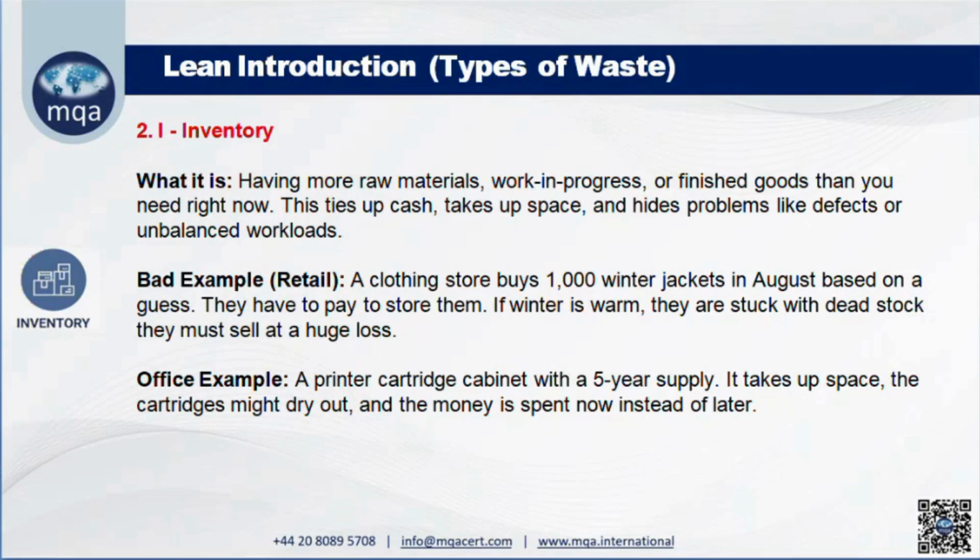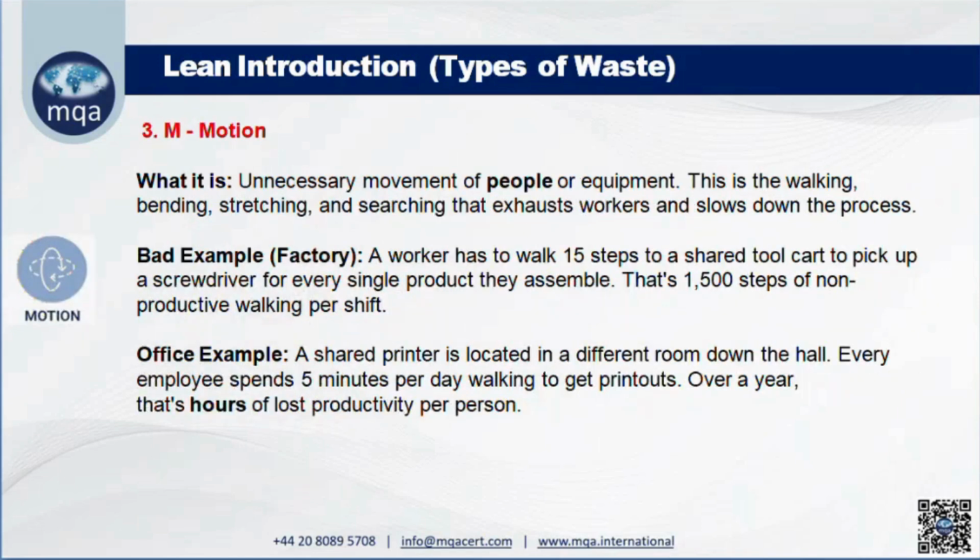Second is the waste of inventory, the holding area and the storage cost. The third is motion: unnecessary movement of people or equipment, walking, bending, stretching, searching, that exhausts workers and slows down the process.